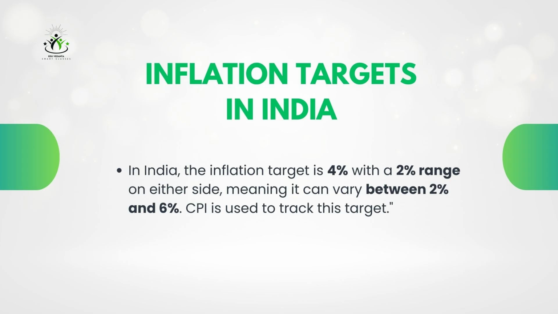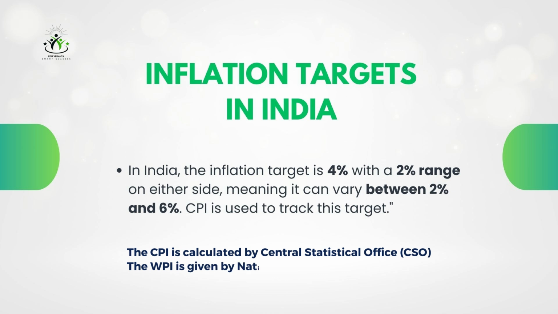Inflation targets in India. In India, the inflation target is 4% with a 2% range on either side, meaning it can vary between 2% and 6%. CPI is used to track this target. Note, the CPI is calculated by Central Statistical Office, CSO. The WPI is given by National Statistical Office, NSO.